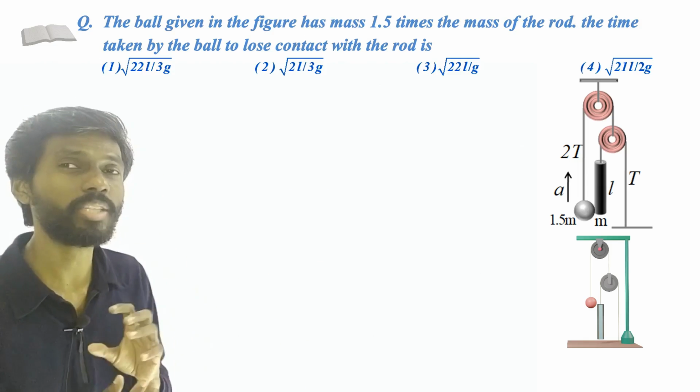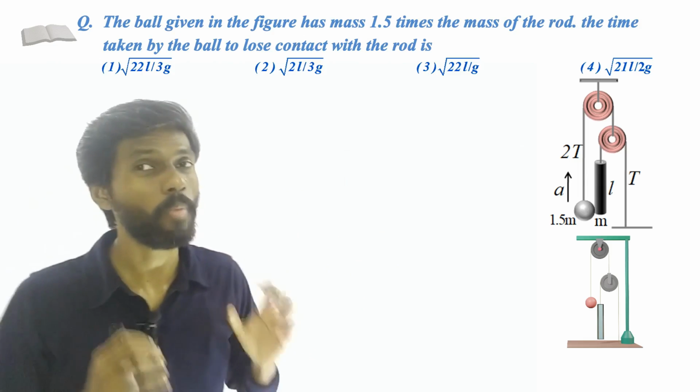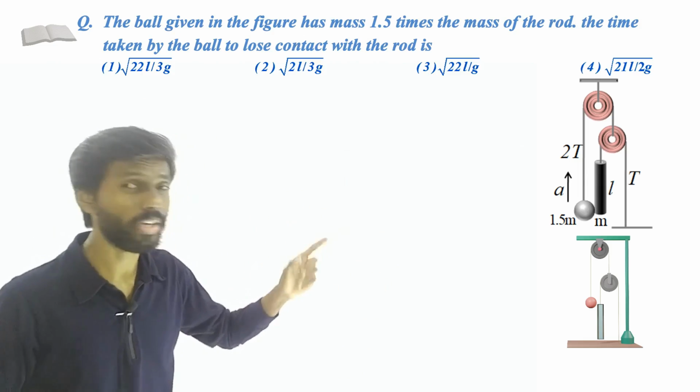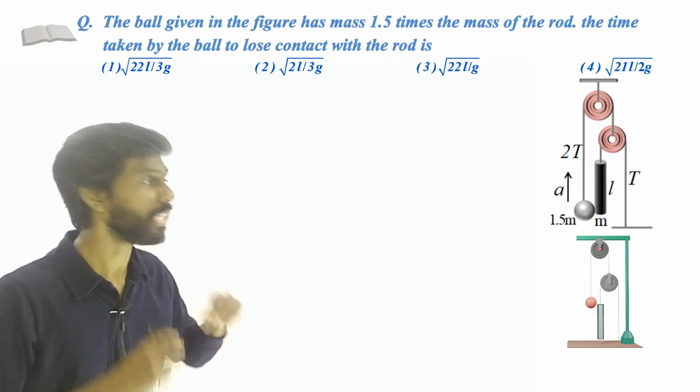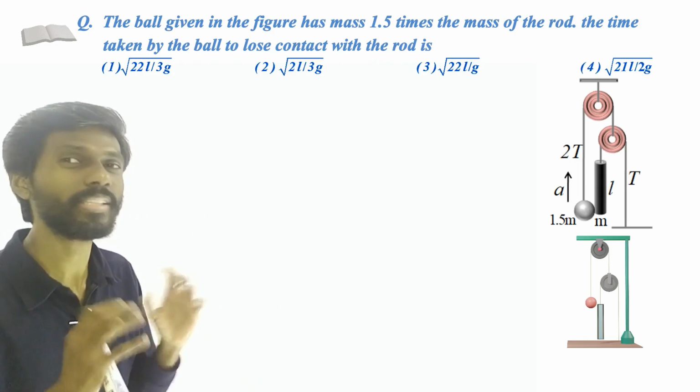The downward gravitational force is just 1.5 times, but the upward force is 2 times. So that is why the ball is moving in the upward direction and the rod is moving in the downward direction. Okay. Yes, let us find the relation between these two accelerations. Let us use the tension method, right? That is the easier one here.